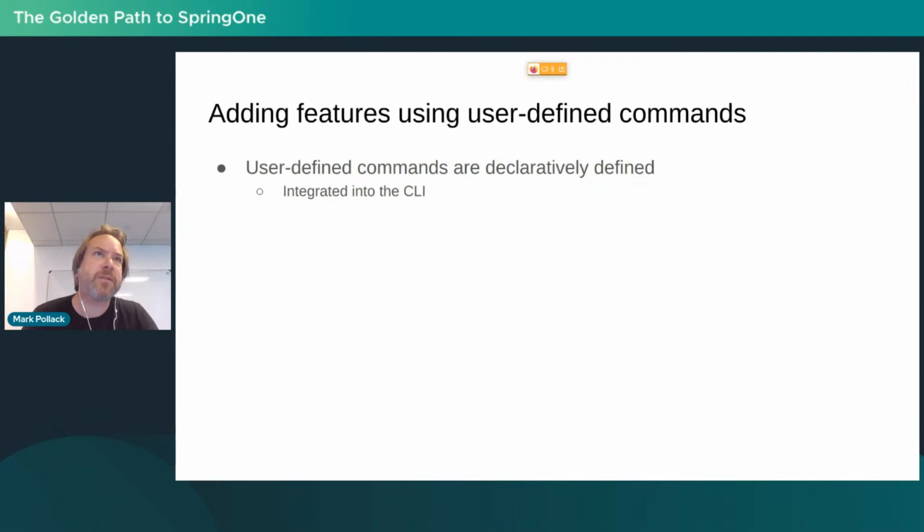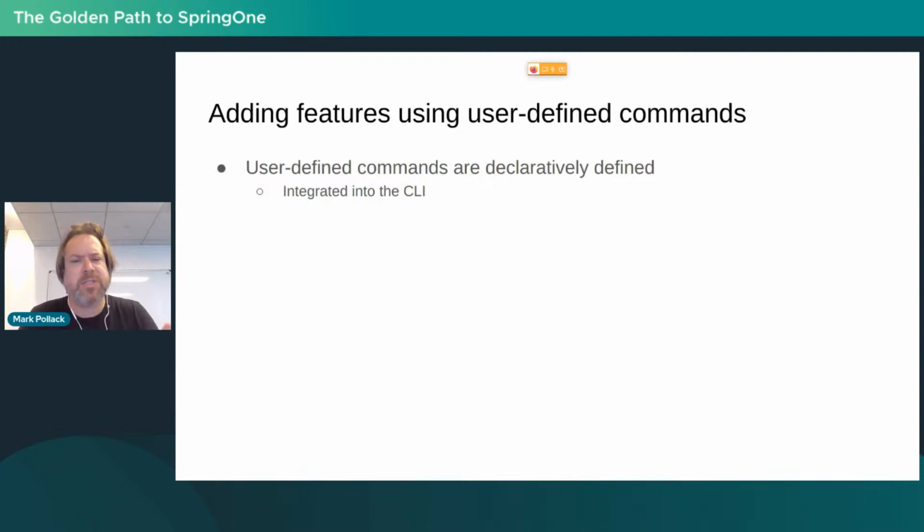What is in that feature? It's usually a controller, a service layer, a repository, a bunch of tests for each. So if you want to add some component to your existing code base, right? Spring is a component model, then you can create user-defined commands that help you add a component. And we'll see an example of that.